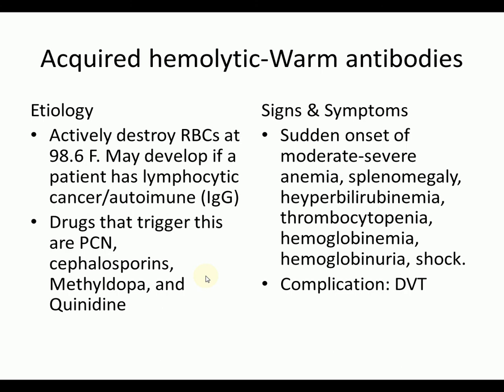Acquired hemolytic warm antibodies. The etiology is that it actively destroys red blood cells at 98.6 degrees Fahrenheit. It may develop if the patient has lymphocytic cancer or autoimmune IgG. Drugs that can trigger this are penicillin, cephalosporins, methyldopa, and quinine.